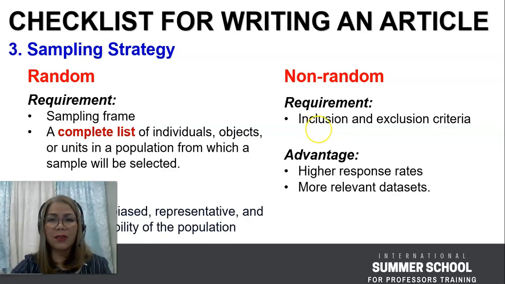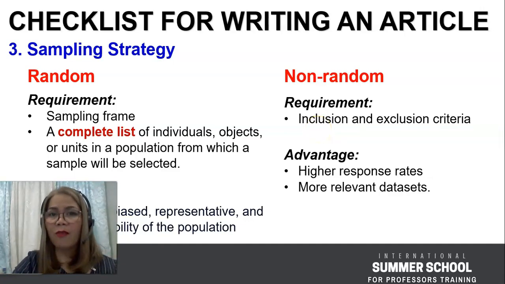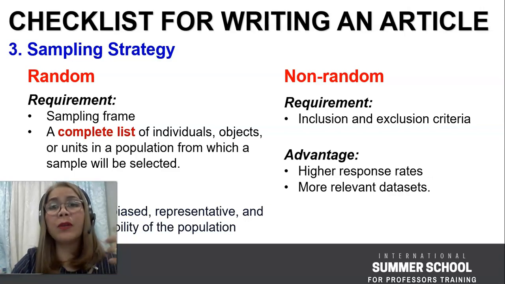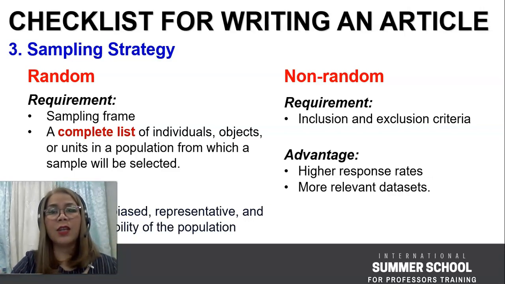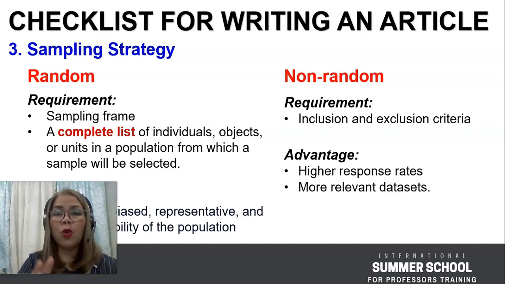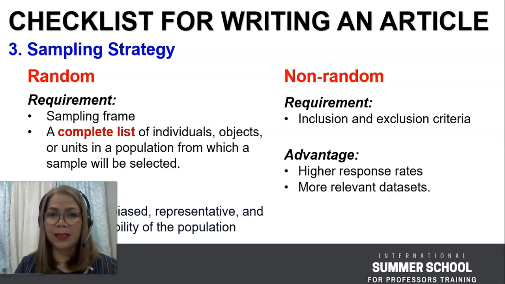Meanwhile, in the absence of a sampling frame, scholars say we will settle for non-random sampling. However, the criteria is that we should have a very detailed description of the inclusion and exclusion criteria as to who will be included in your respondents and who will not be included in your respondents.